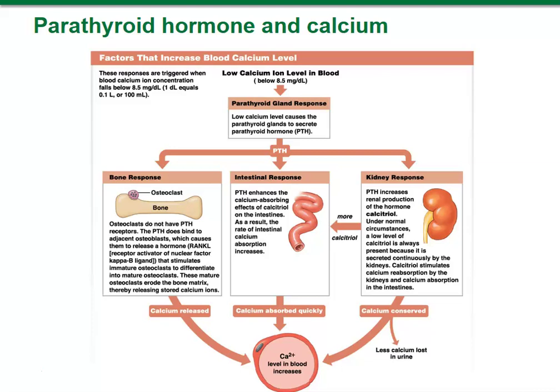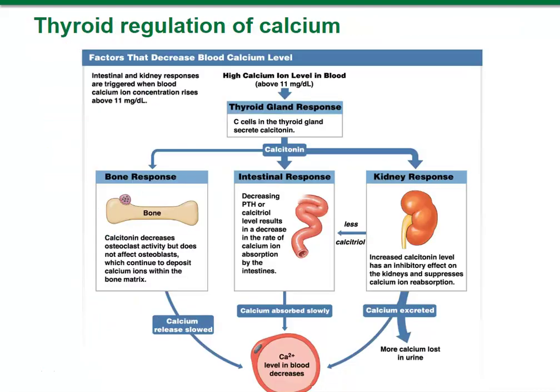So parathyroid hormone is going to increase calcium in blood, and calcitonin is going to decrease blood calcium levels in the blood. I hope that's what I just did.